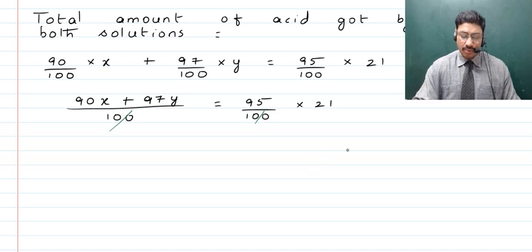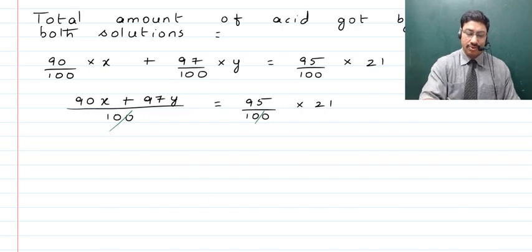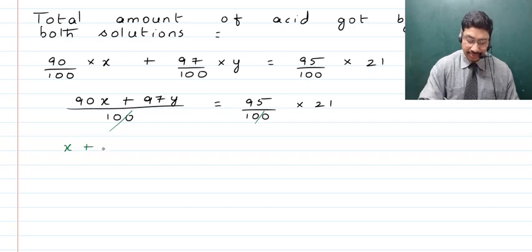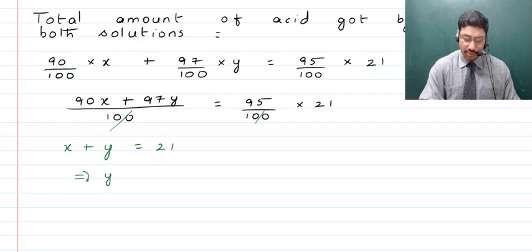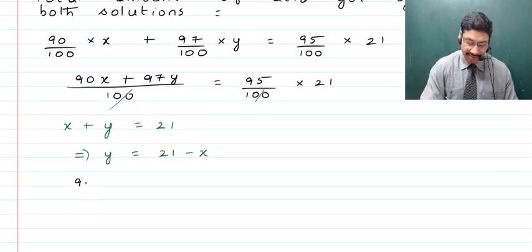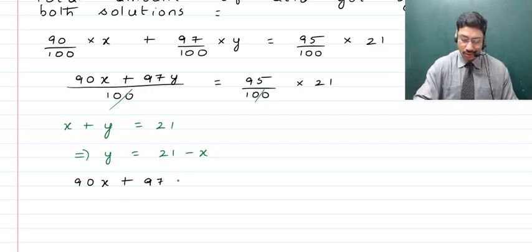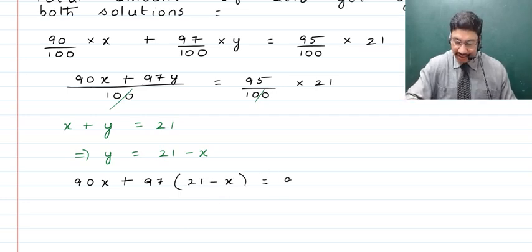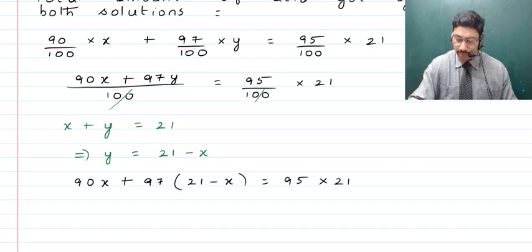And further then children, we can do a little bit of simplification, as we know that x plus y is equal to 21, right? So from that we can find out the value of y in terms of x. So x plus y is equal to 21. As such, the value of y can be written to be equal to 21 minus x. Now children, this is going to be substituted in the earlier equation. So we have 90x plus 97 times, in place of y now we will be substituting 21 minus x, right? And further here we have 95 multiplied with 21.